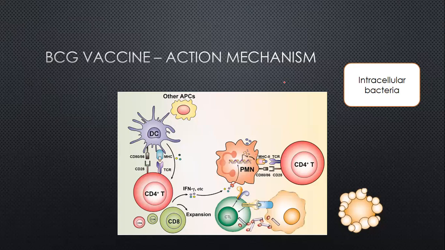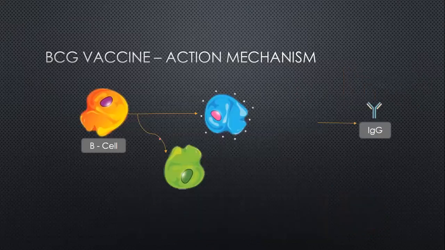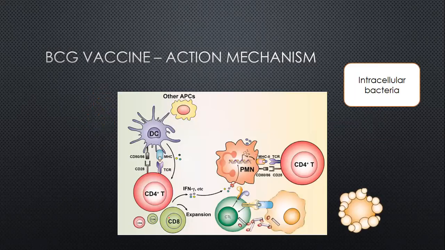Mycobacterium tuberculosis is an intracellular bacteria, right? So this is the main process in which the T cells actually help destroy infected cells by the use of these perforins, these proteins, okay? So as I was telling you, the BCG vaccine, how does it work? This is another way this vaccine works. We already talked about the T cells, right? Actually, this is the main pathway of the BCG vaccine, okay?